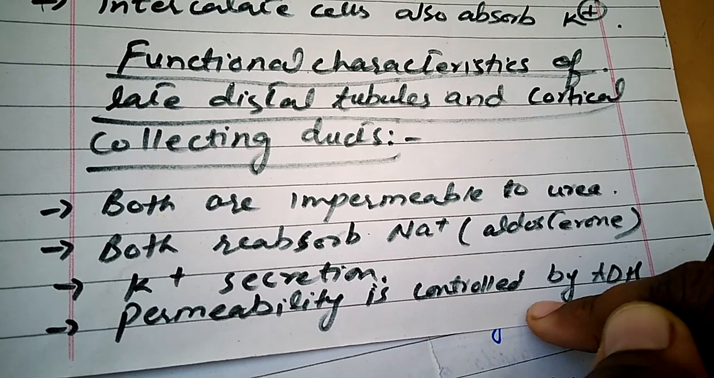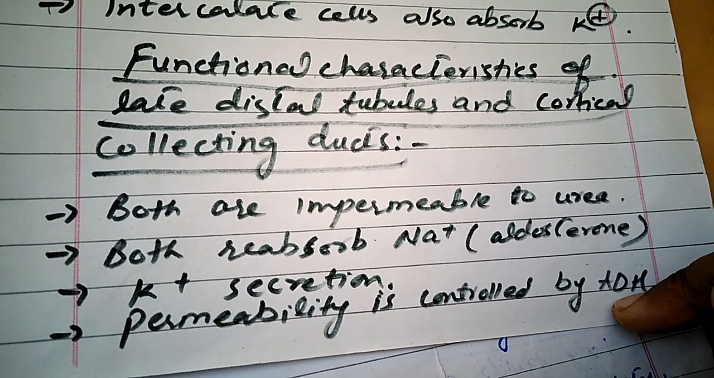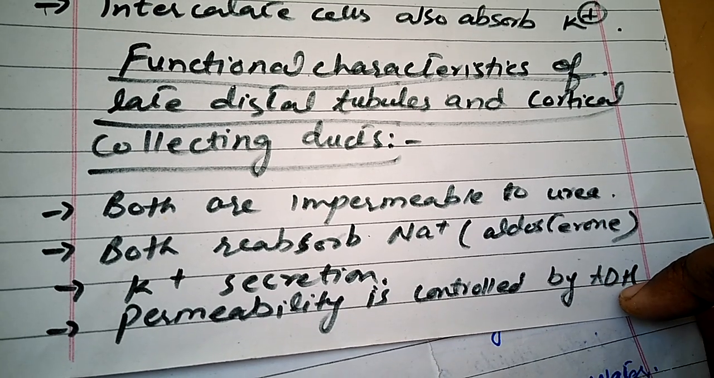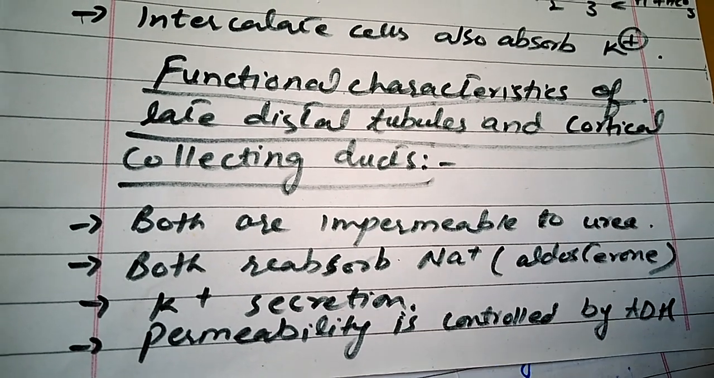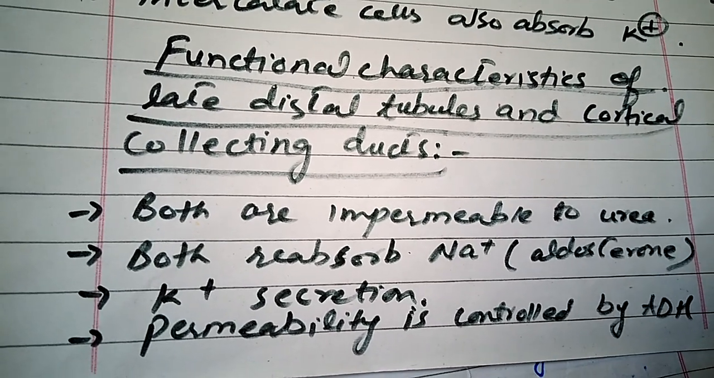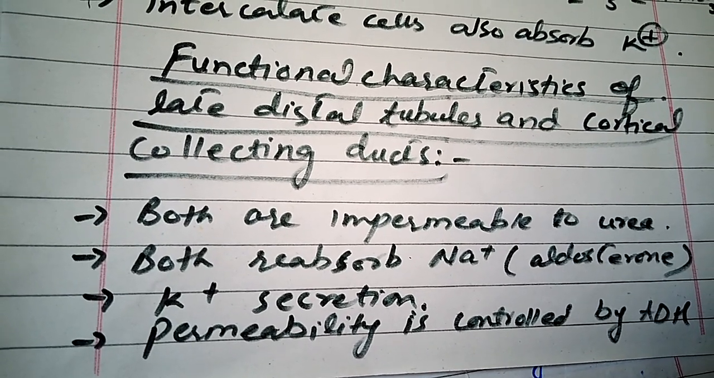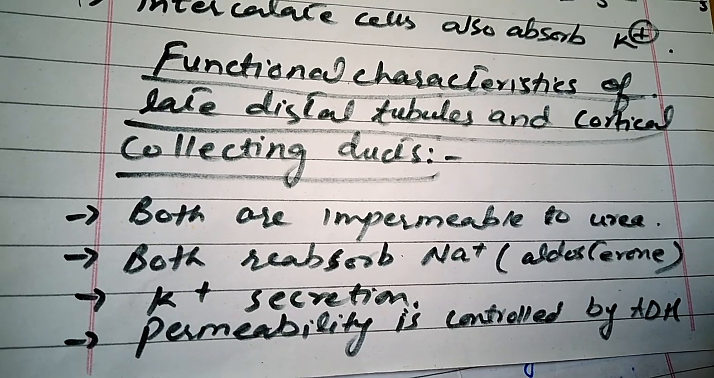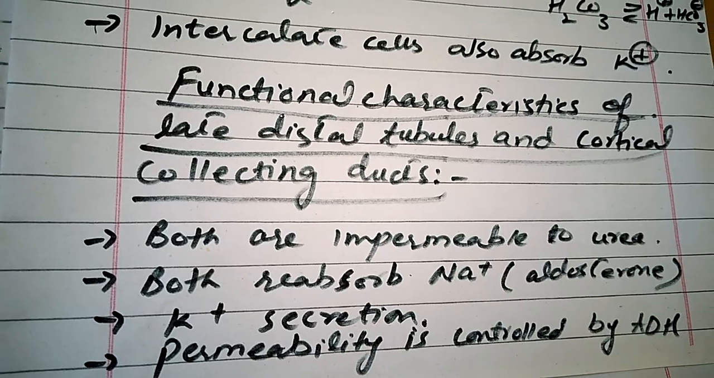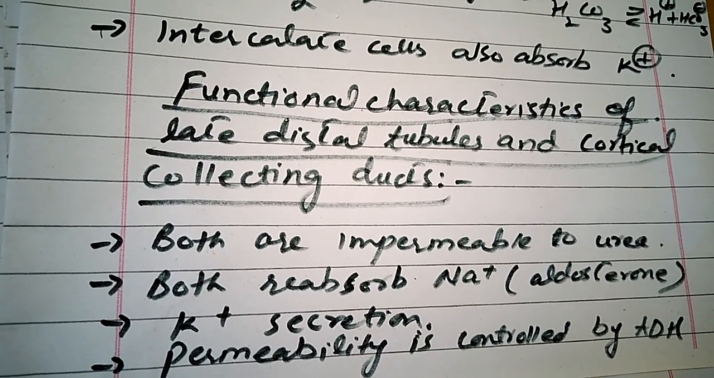tubules. Permeability is controlled by the antidiuretic hormone, abbreviated as ADH. Antidiuretic hormone increases the permeability of the late distal tubule and the cortical tubule to water, and is controlled by the concentration of ADH. Its other name is vasopressin.